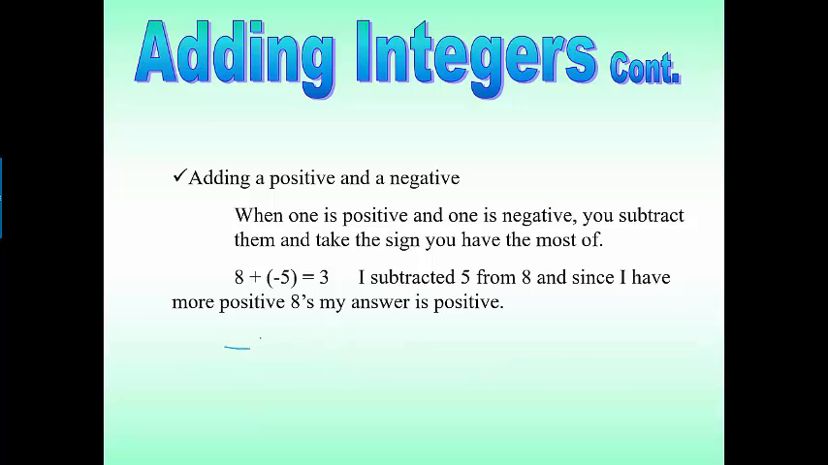So let's do -14 plus 18. Who do I have more of? I have more of the positives, so I know my answer is going to be positive. Now just subtract them. What's 18 minus 14? 4. So my answer is going to be +4. And that's adding integers.